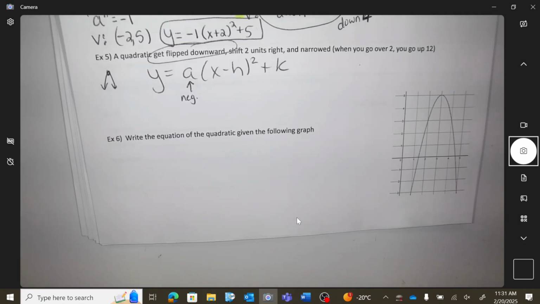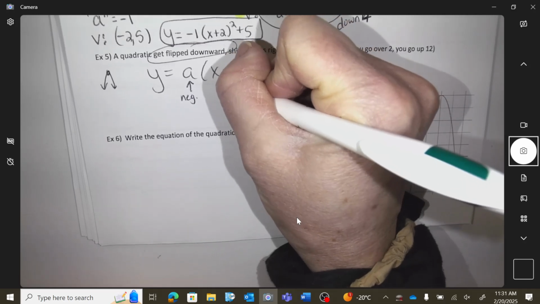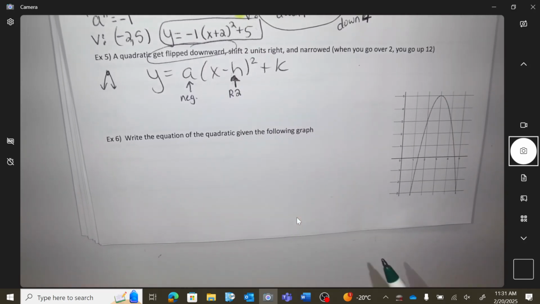It's going to shift 2 to the right. So this is going to change. So I'm going to do a right 2. So that's going to have to change there. And it gets narrowed.